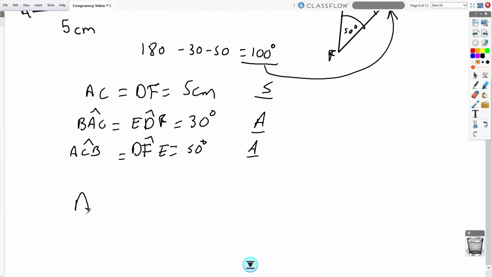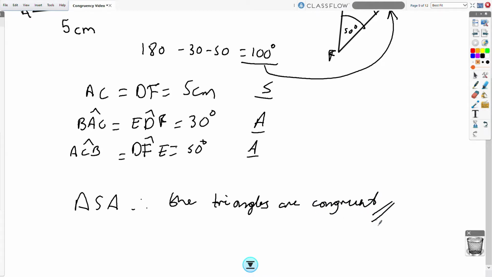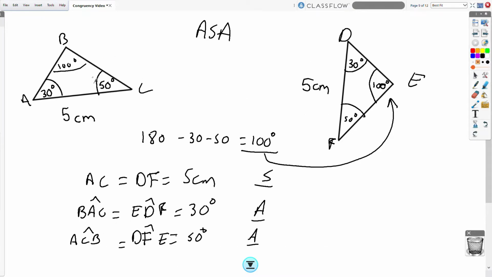So we have angle, side, angle. Therefore, the triangles are congruent. So you just want to make sure, once again, with this one, that the angles you've picked are corresponding with the side. So you can't pick the 5 if it was, let's say, on FE instead.